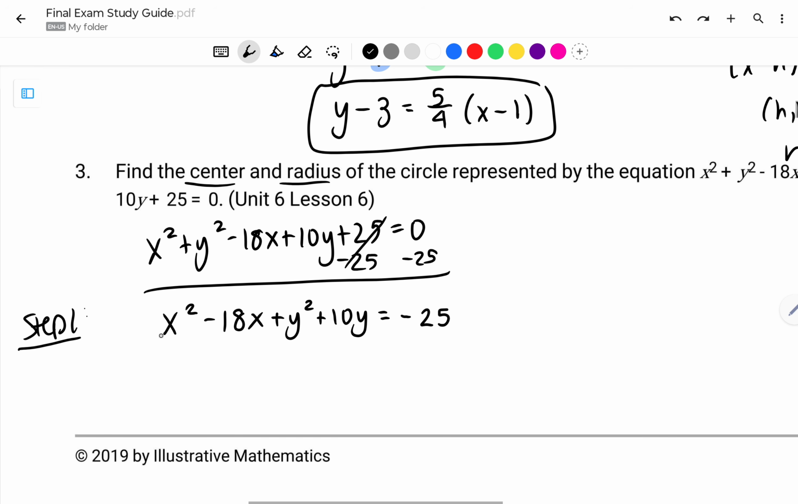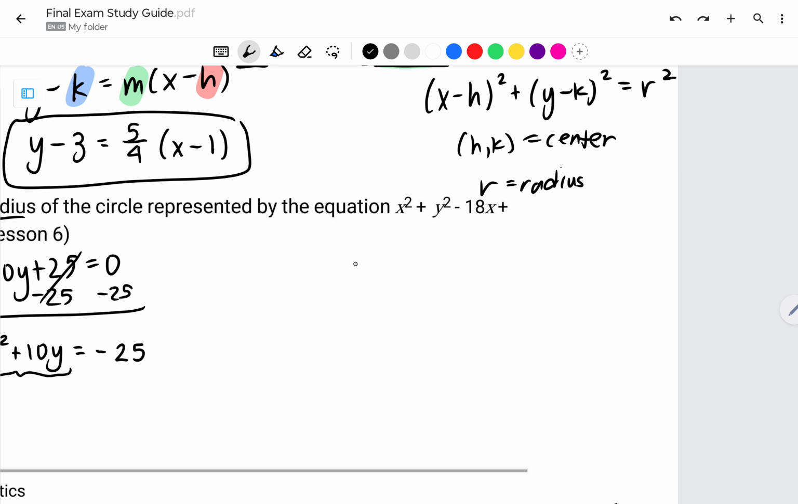And then notice how I only have x squared minus 18x, and then I only have y squared plus 10y. I need a third term. I need that perfect square. All right, let me give you an example. Like if I have x minus 3 squared, that's the same thing as x minus 3 times x minus 3.